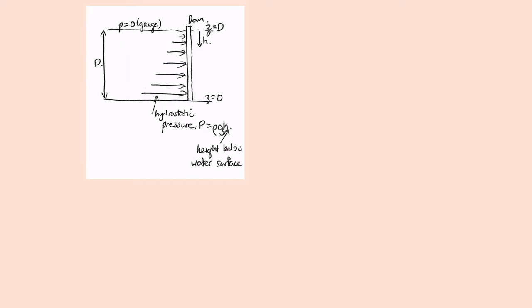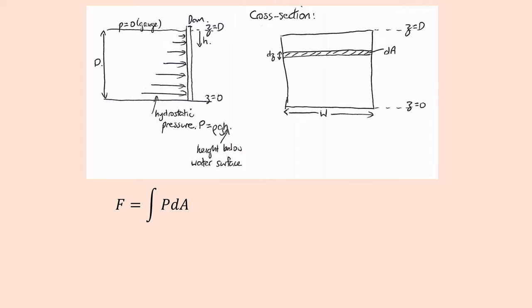Instead, what you need to do is take an integral, where now the total force on the dam is the integral of the pressure dA. The next question we need to ask is, what is this dA? Now we look at the cross section of area of this dam. This is the cross section where the force is going to be exerted on.